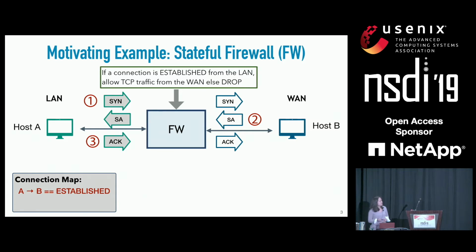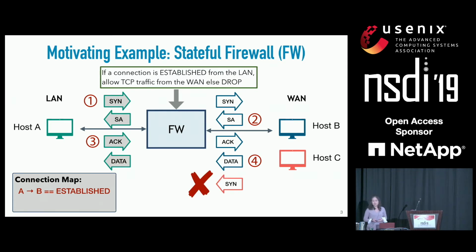What that means is that when B sends a data packet to A, that will be passed by the firewall and not dropped. Now let us consider another host C that wants to establish a connection with A, so it sends a SYN packet, but as A to C, the connection is not established, this packet will be dropped by the firewall.